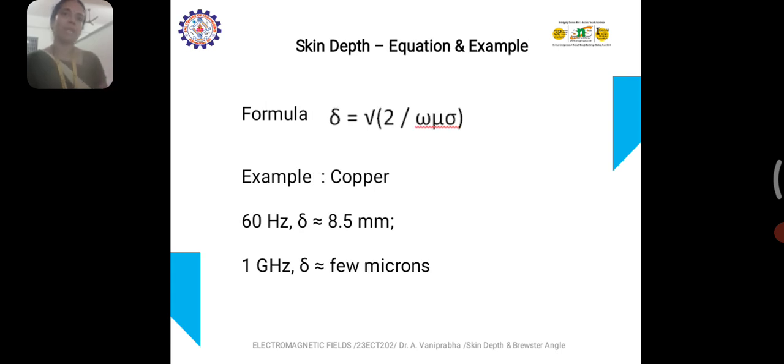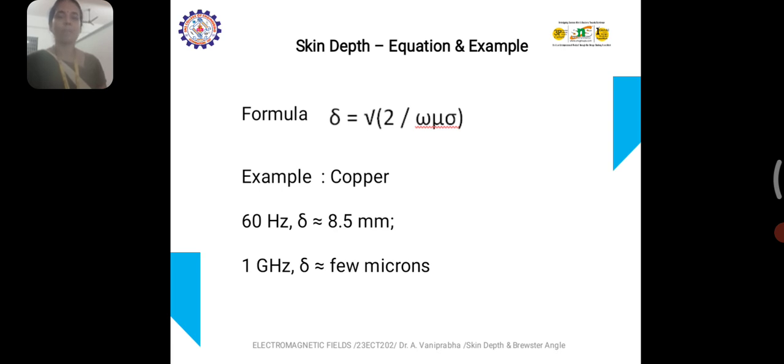How can this skin depth be measured? It can be measured with the help of a formula. Delta is equal to 1 by root pi f mu sigma. Mu is the permeability of the medium, sigma is the conductivity of the medium, f is the frequency of the wave propagating, and pi is a constant value. We can easily infer from this formula that as the frequency increases, the skin depth reduces.